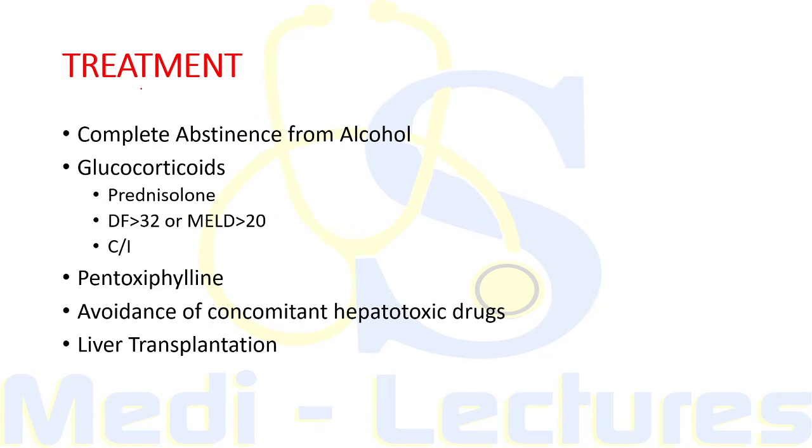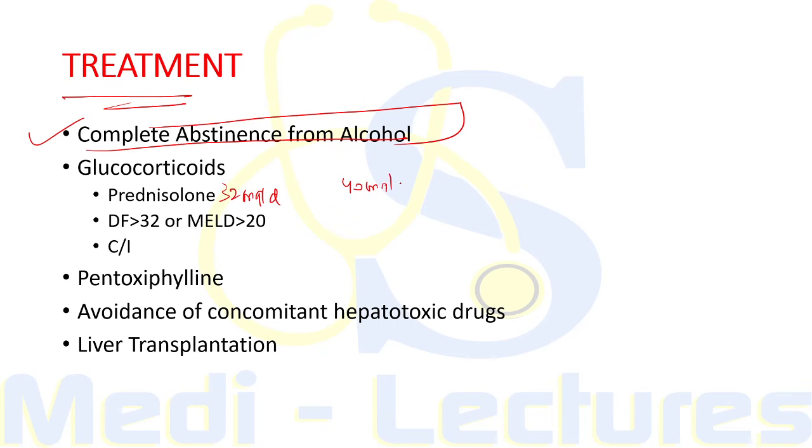Now, the treatment part of this condition. Firstly, the cornerstone in treatment is complete abstinence from alcohol. So this is the most important part in the treatment. Among other drugs, glucocorticoids, prednisolone 32 milligram per day or prednisone 40 milligram per day, can be given in patients for 4 weeks and then tapered. This is given if the discriminant function is more than 32 or the MELD score is more than 20, since glucocorticoids have anti-inflammatory action and will therefore slow down the progression of active alcoholic hepatitis.